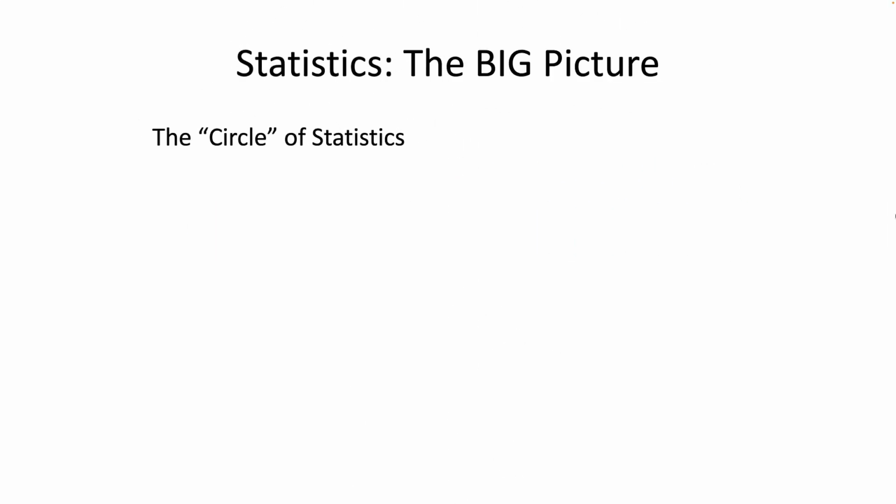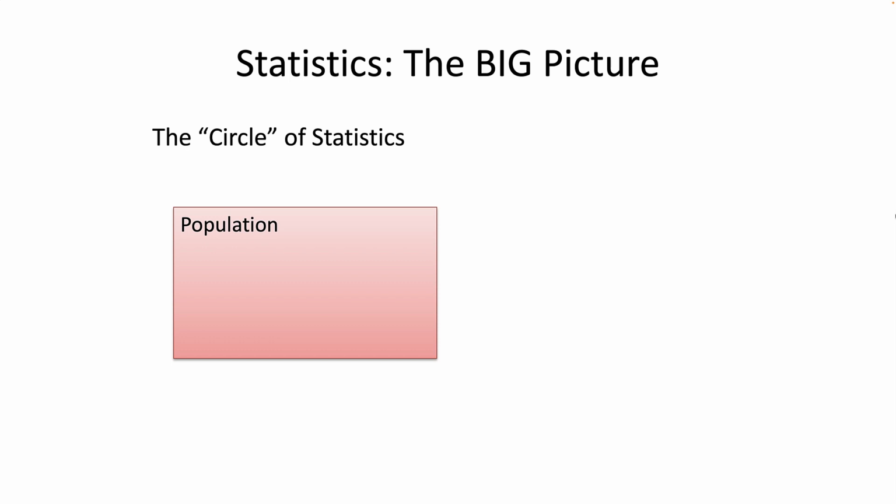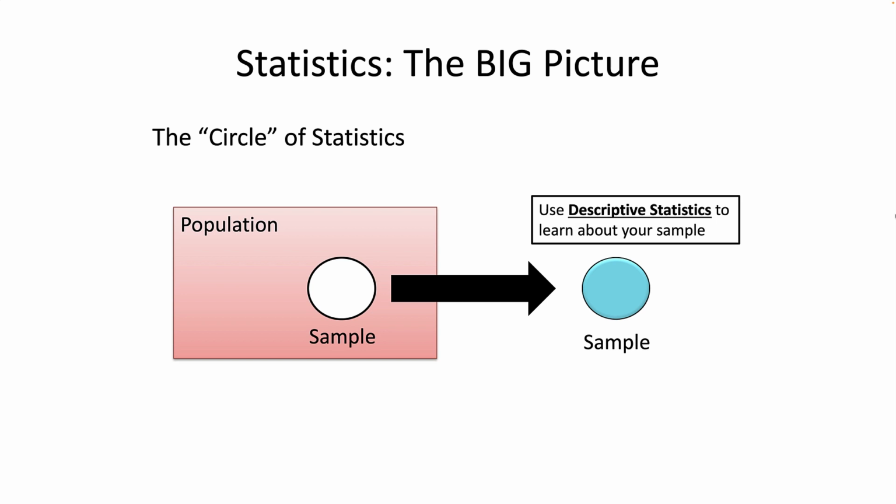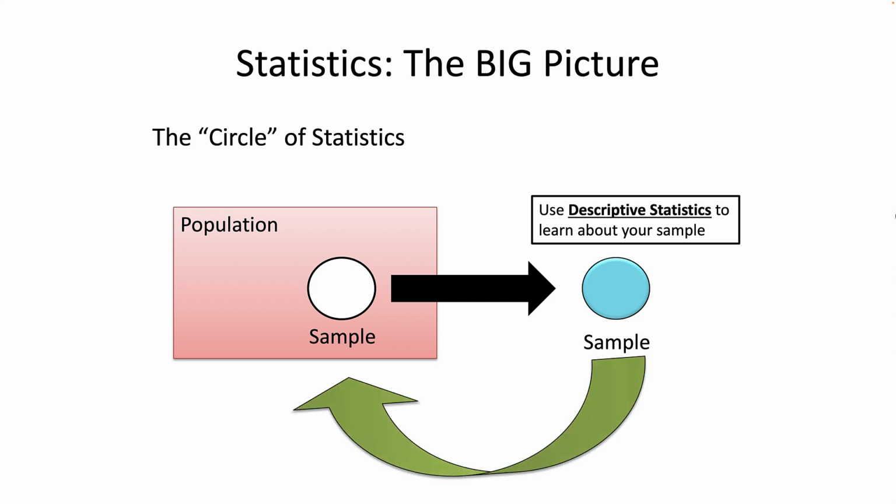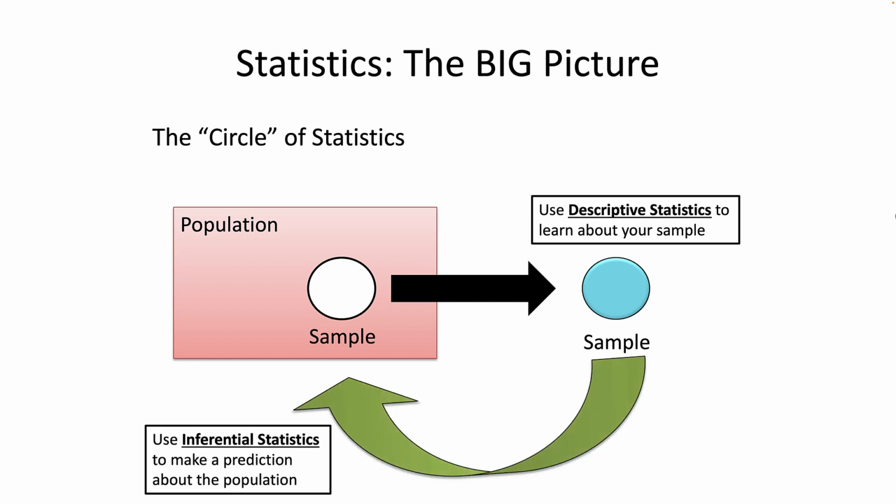Before we get into our sampling techniques, let's take a look at where we are in the big picture of statistics. I like to call this the circle of statistics. We always start by wanting to know something about our population. Because our population usually tends to be fairly large, we'll carve out a sample. Then we use descriptive statistics to learn about our sample. Once we know about our sample, we use that sample to make inferences about our population.